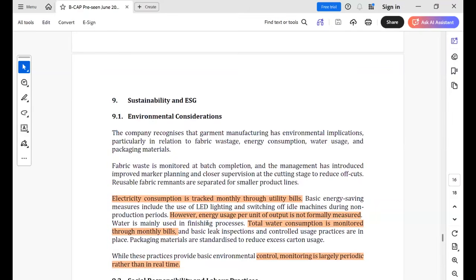That mechanism is not available, and water is mainly used for finishing processes. The water consumption is monitored through the monthly bill. That also is not ideal, no? You must have your sustainability-related KPIs.